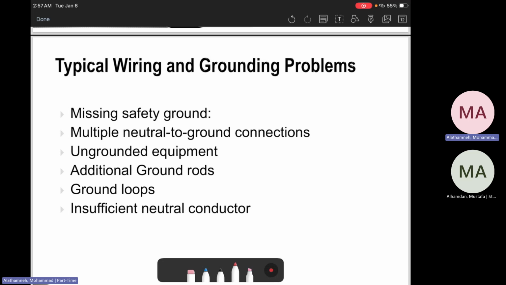And the other thing, insufficient neutral. In modern buildings, the vast majority of the neutral is good, or in the neutral is.